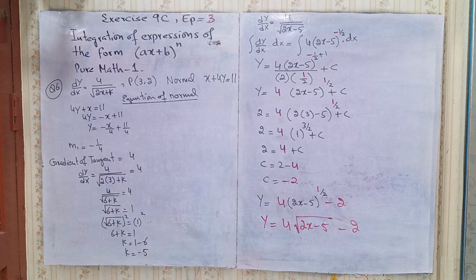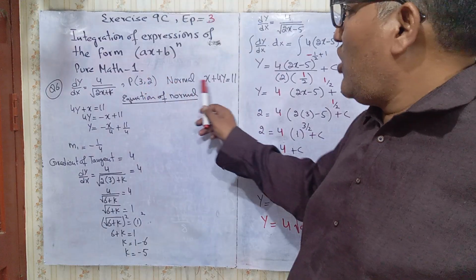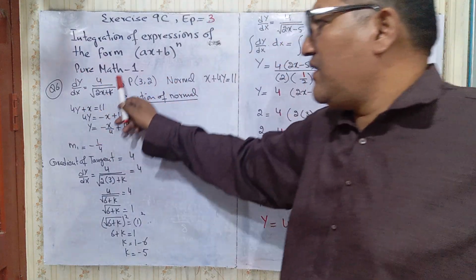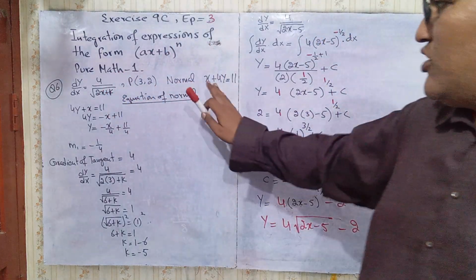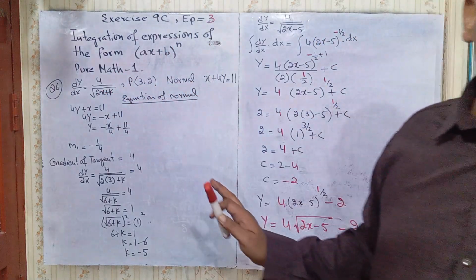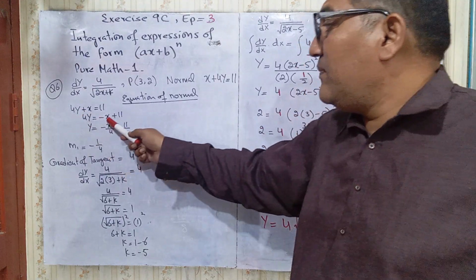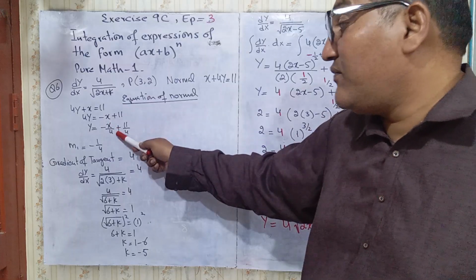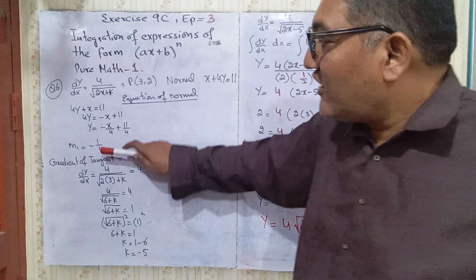I have already done this. So the equation of the normal at the point P, which is (3, 2), is x plus 4y equals 11. This is the dy by dx expression given, 4 by under root 2x plus k. Because the equation of the normal is given, I can find the gradient of the normal from it. So 4y equals minus x plus 11, y equals minus x by 4 plus 11 by 4. So the gradient of the normal is minus 1 by 4.